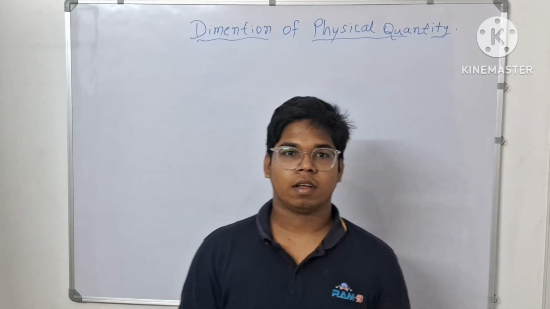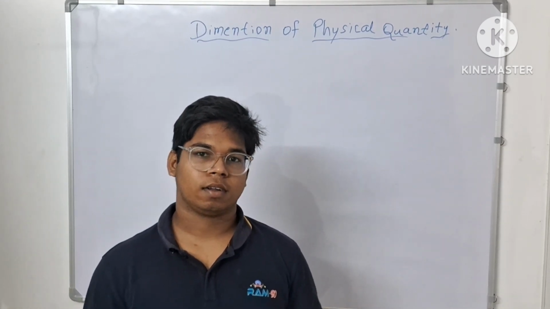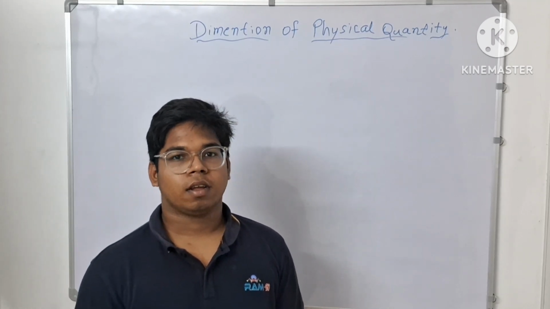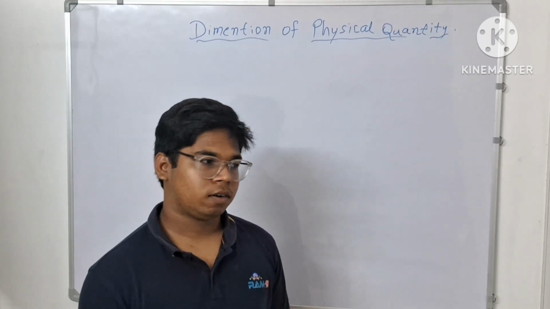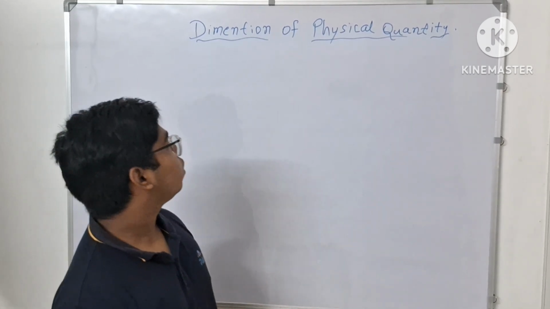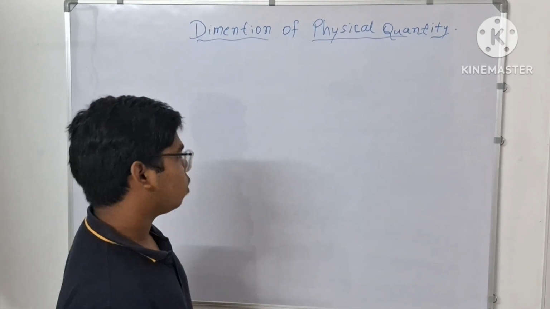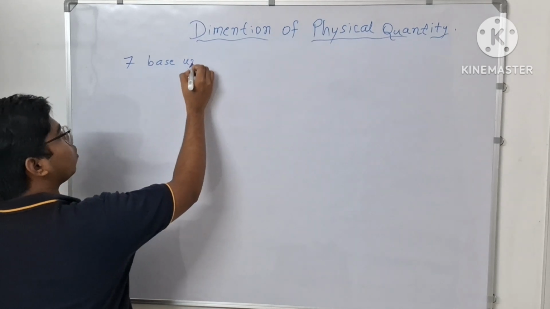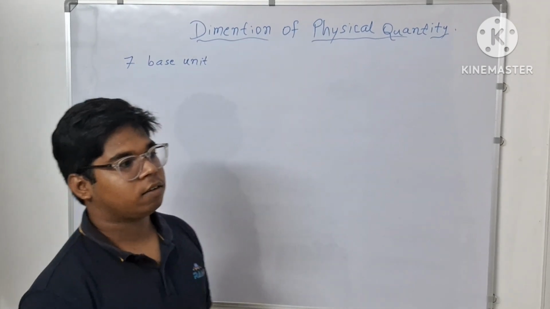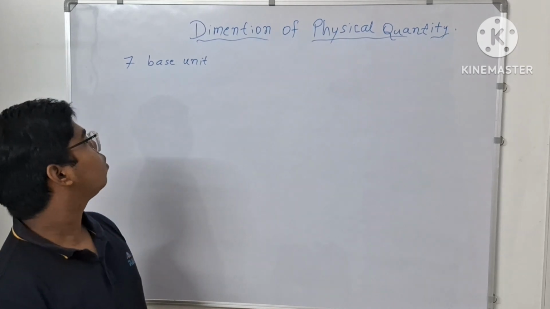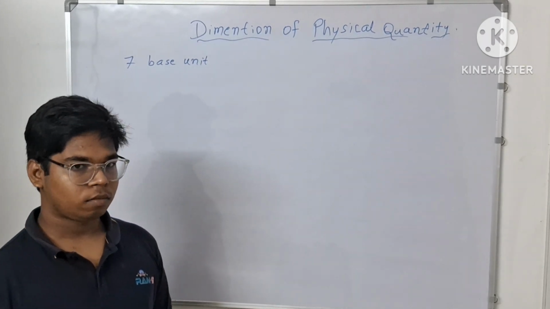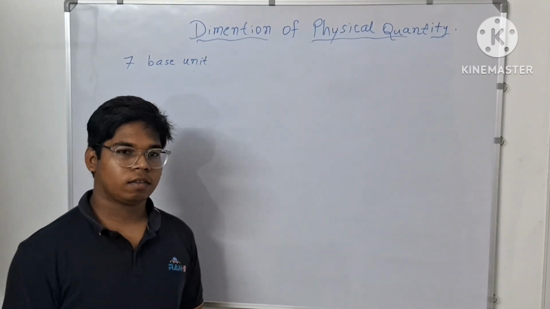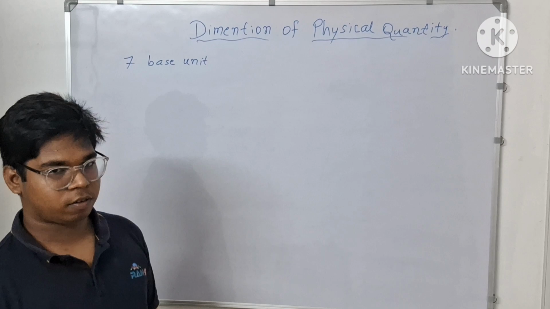Everyone. In the last video we saw about the unit and the fundamental unit, also known as base unit, and how to define the fundamental unit. So today we will talk about the dimension of physical quantity. In our previous video we saw that there are 7 base units, and based on these 7 base units we can define any physical quantities. So any physical quantity can be defined as the product of different powers of base units.